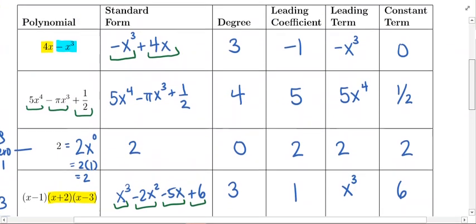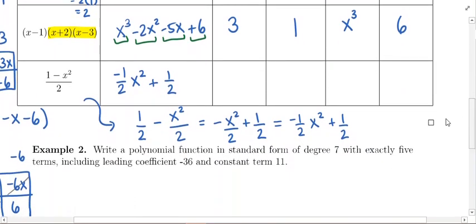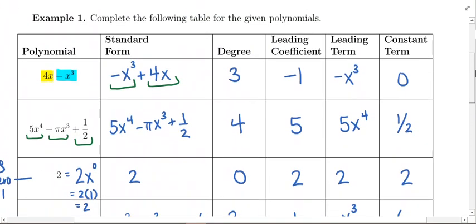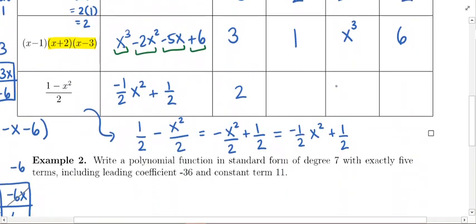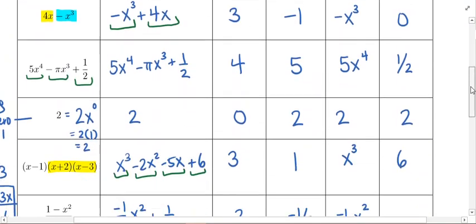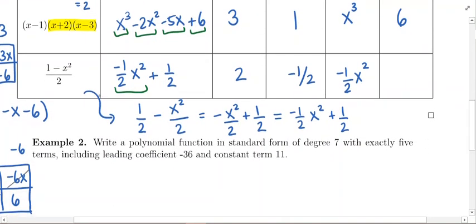And as far as the degree is concerned, the degree is the highest power of x. The highest power of x is 2. And then we need to identify the leading term in this column. So the leading term is the term that contains the highest power of x. That's going to be negative 1/2 times x squared. So the number in front of this term is negative 1/2, so that's the leading coefficient. And then the last box here is for the constant term. The term that is just a number is the positive 1/2. And that is it.